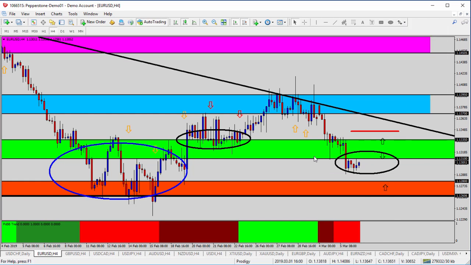So if you're looking for an opportunity on the euro dollar today, my expectation is, for the time being, that we're looking for it to stay under the green zone, target the orange zone or lower if of course it can break that orange zone, and the risk is that it gets right back above the green zone and 1.1335 for the euro dollar today.